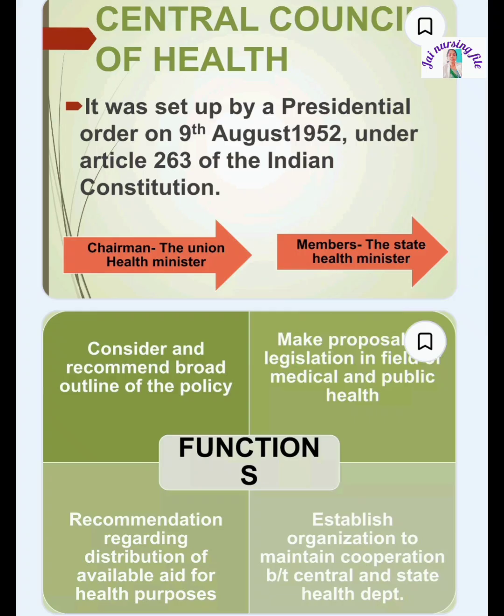So the first one, we have to consider and recommend broad outlines of the policies. So the first one is policy making. And second one, make proposals for legislation in the field of medical and public health. And third one, recommendations regarding distribution of available aids, mainly for health purposes. And next one, establish organizations to maintain cooperation between the central and state health departments. So this is about the functions of Central Council of Health.